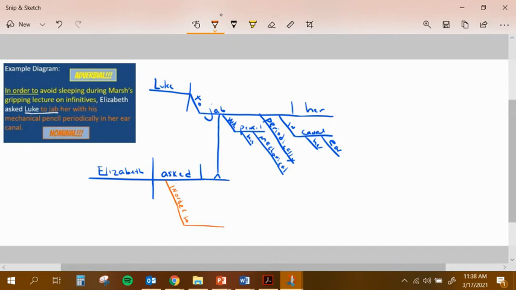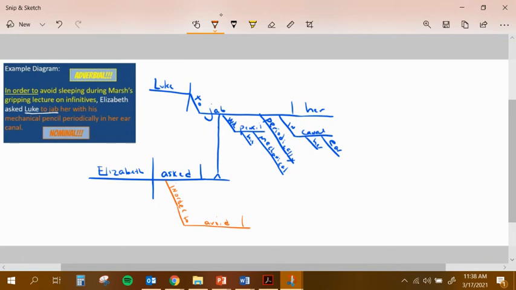In order to what? Avoid. There's my infinitive, in order to avoid. And once again, if it was just to avoid, you just write to avoid. If I have in order to, just treat it as all one big word. In order to avoid, I'm avoiding what?